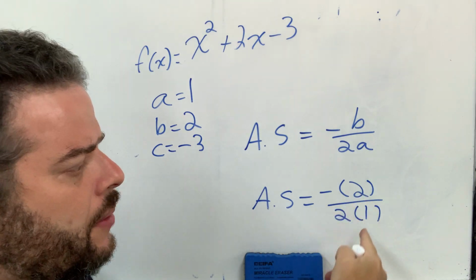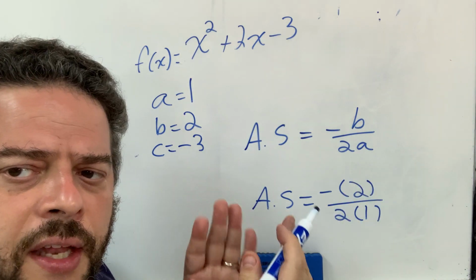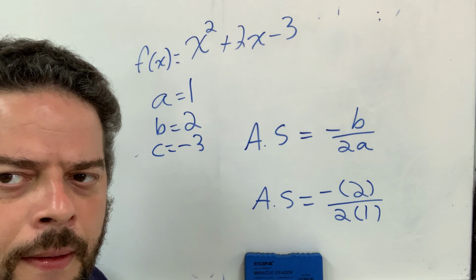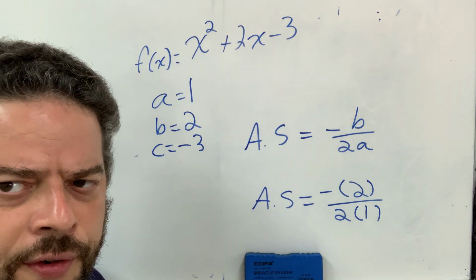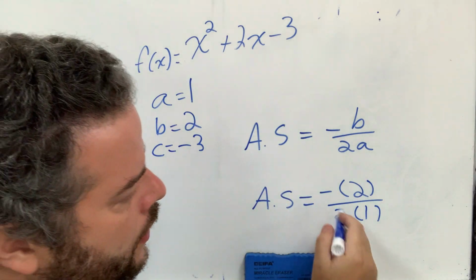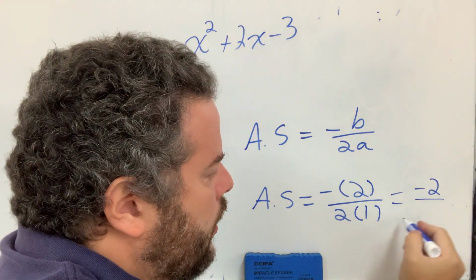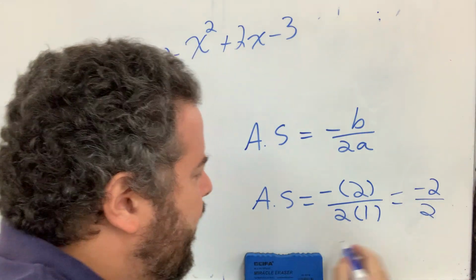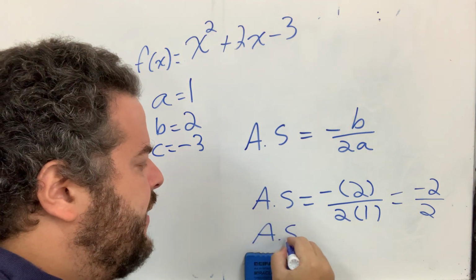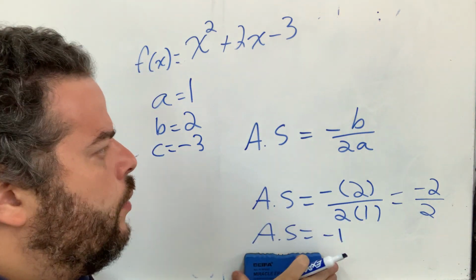After you plug your numbers into your parentheses, then you multiply. And believe me, this decreases the amount of errors if you do it this way. Negative times 2, negative 2. 2 times 1, 2. When I divide this, I get that my axis of symmetry is negative 1.